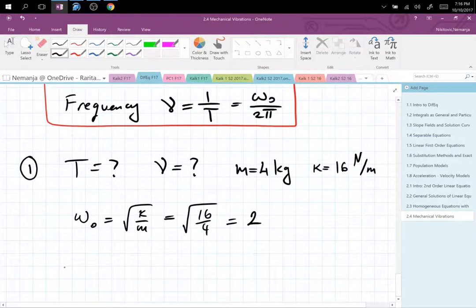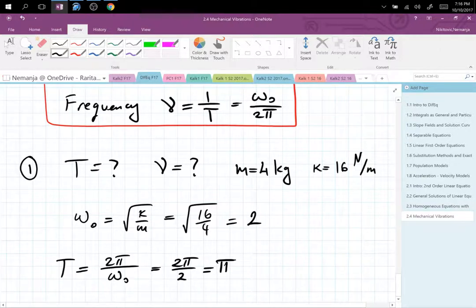So the period is 2 pi divided by omega 0, which is 2 pi divided by 2, which is pi. And that would be seconds. So every 3.14 seconds, this thing repeats itself, whatever it is. Well, we know it's a spring, right? So it takes 3.14 seconds to go all the way up and all the way down, and then all the way up and all the way down. So all of that takes 3.14 seconds.